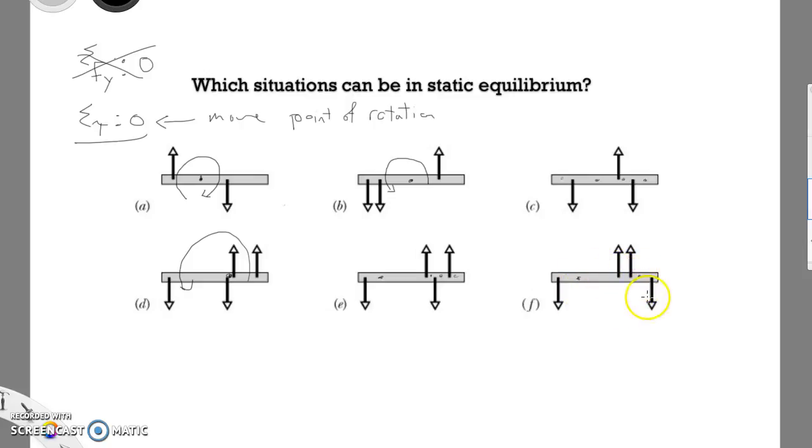Right here, this torque is balanced out by that one, or I guess these three torques are balanced out by that one. And then we could draw it right here. These balance each other out, and those balance each other out. So for C, E, and F, it could be in static equilibrium. In A, B, and D, there's no way it could be in static equilibrium as long as those forces are not equal to 0.